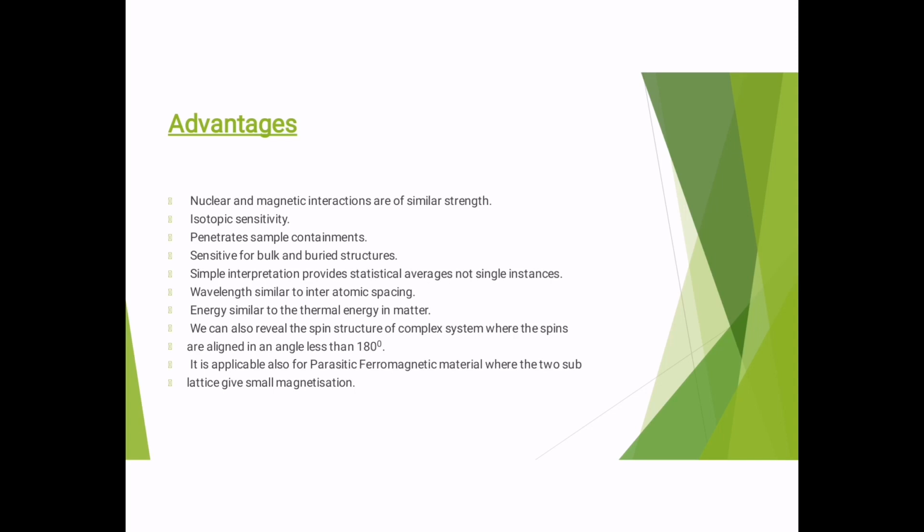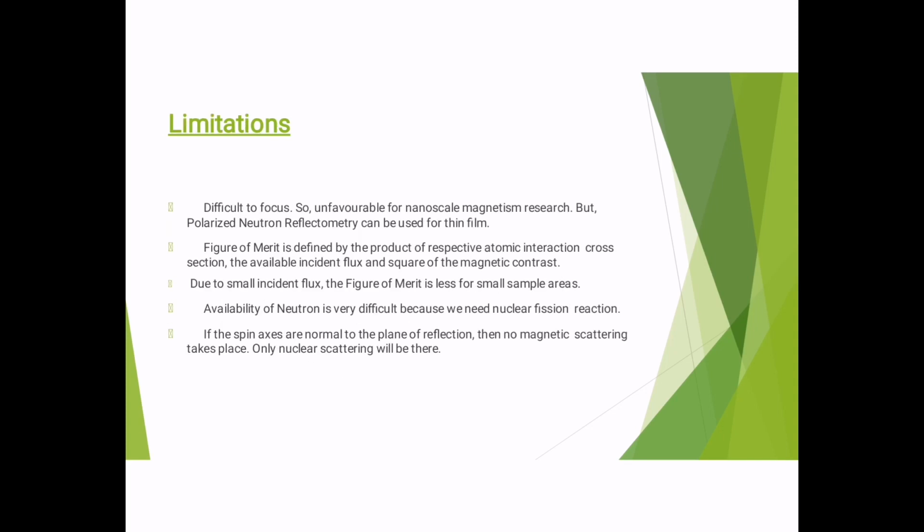We can also reveal the spin structure of complex systems where the spins are aligned at an angle less than 180 degrees. It is applicable also for parasitic ferromagnetic material where the two sublattices give small magnetization. Limitations of this technique: it is difficult to focus, so unfavorable for nanoscale magnetism research, but polarized neutron reflectometry can be used for thin film.